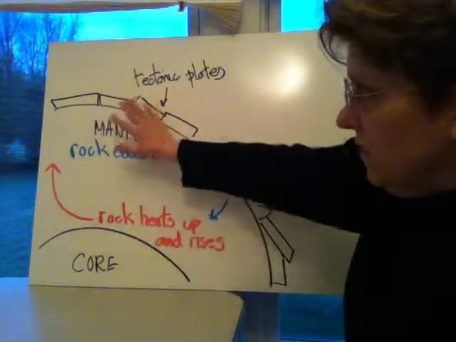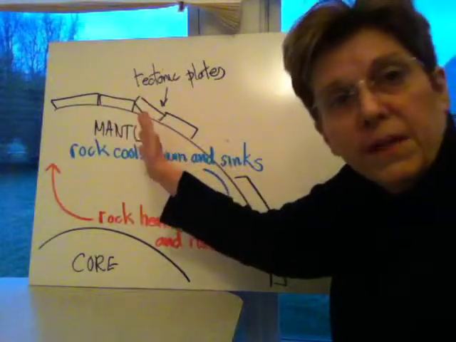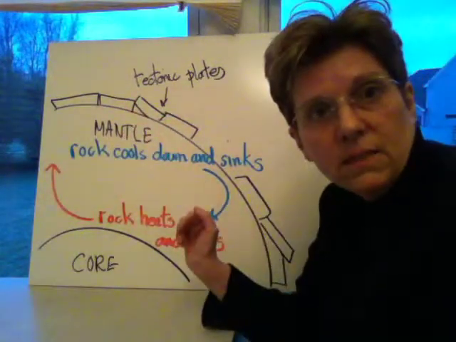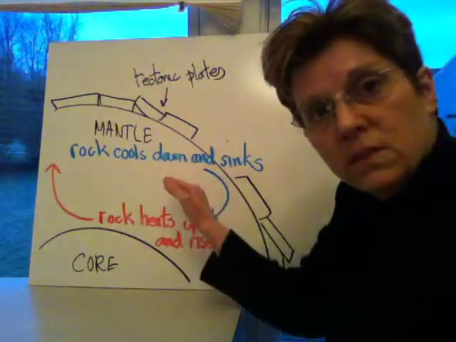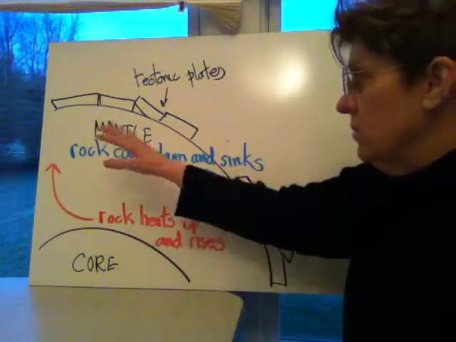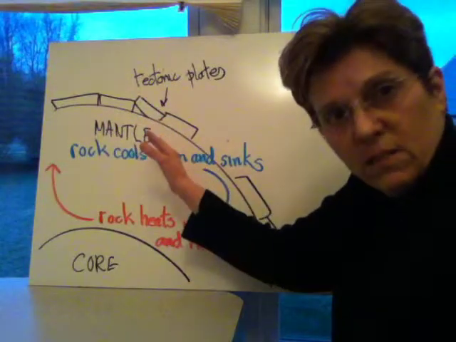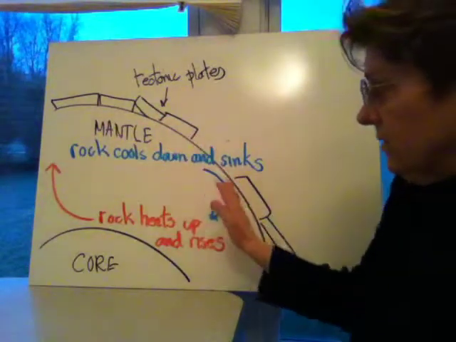So once this rock makes it to the top of the Earth, it cools down. Well, cool stuff sinks. That's convection. Hot stuff rises, cool stuff sinks. So this cool rock starts to get heavier, more dense, and starts to sink down again.